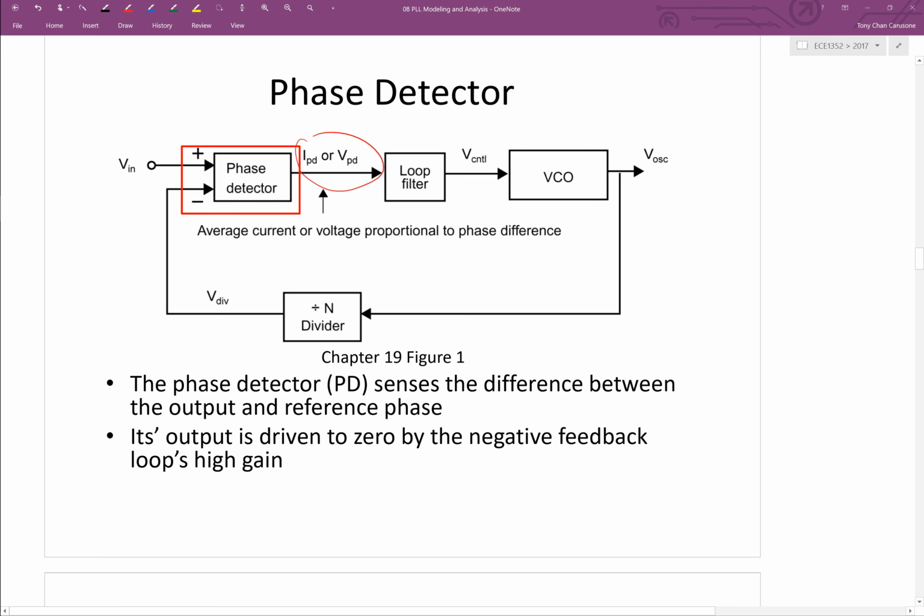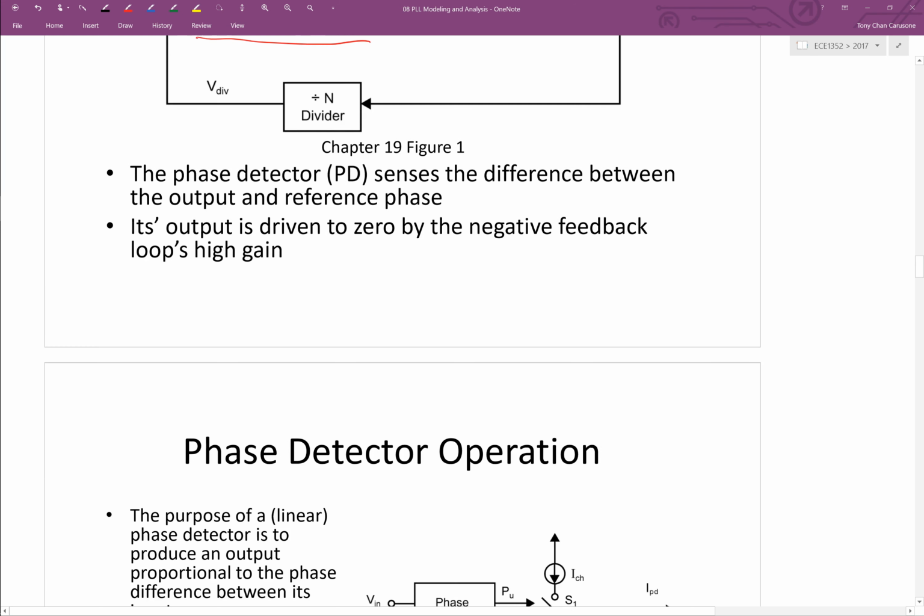Or at least that would be the case at low frequencies where we have high loop gain, right? As is often the case, loop gain will degrade at high frequencies, so we can't ensure that there'll be 0 content there at high frequencies, but at least at low frequencies there'll be a lot of gain around the loop. And so that's why we get 0 average current or voltage here in steady state.